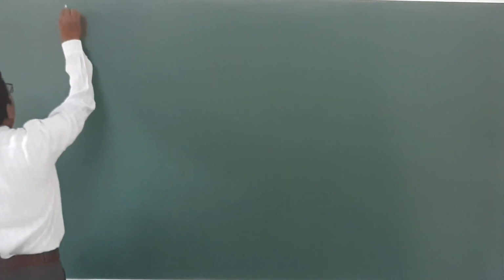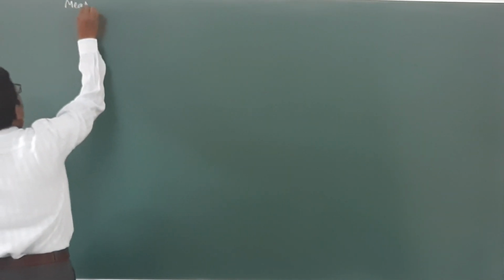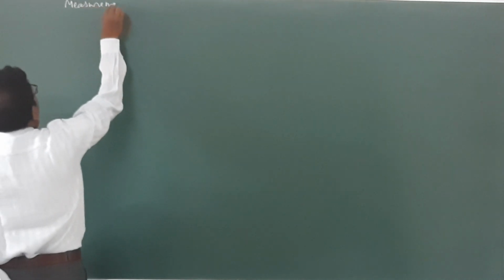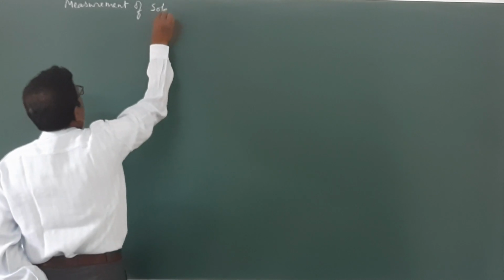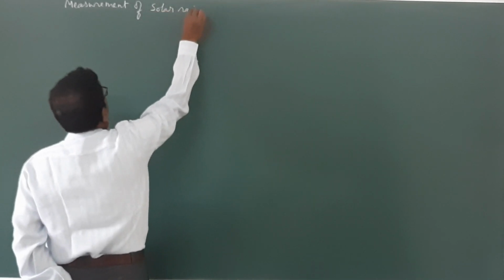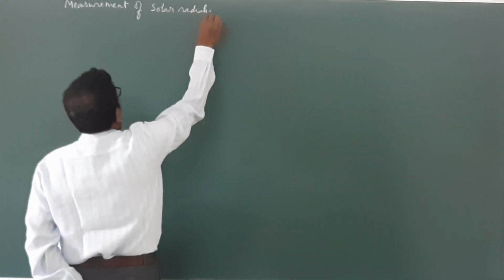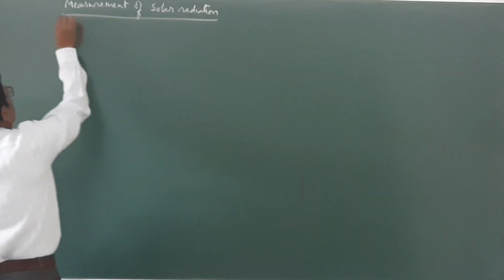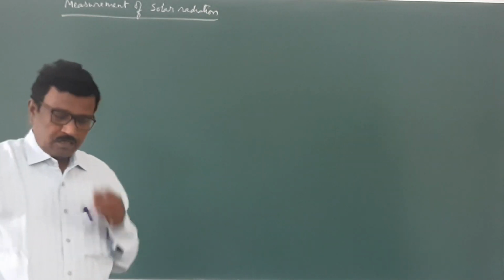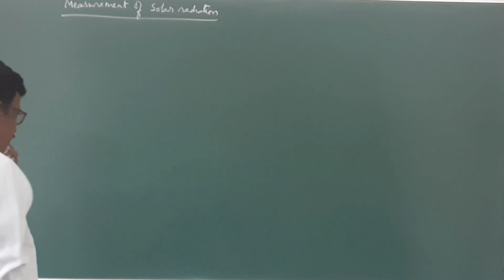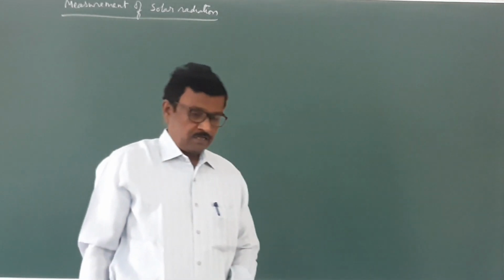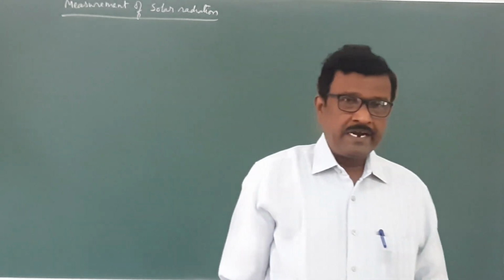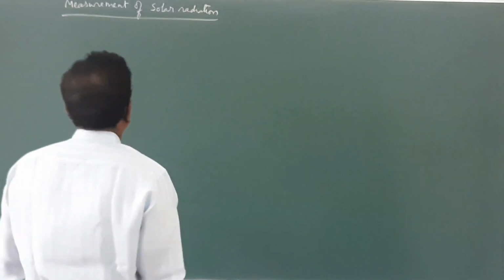So, measurement of solar radiation. The first device we use to measure the solar radiation is the pyrheliometer.